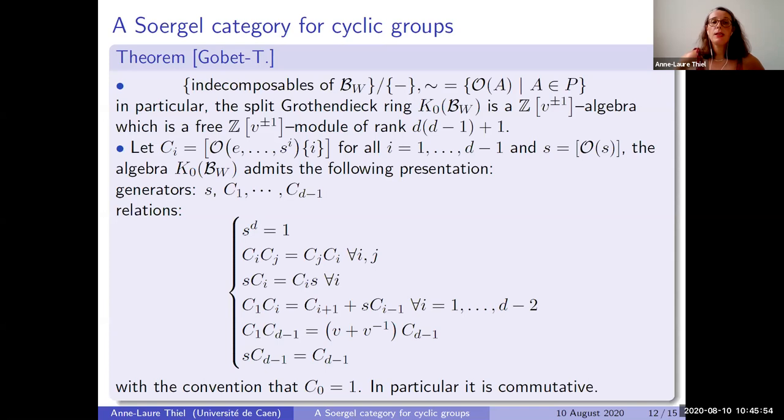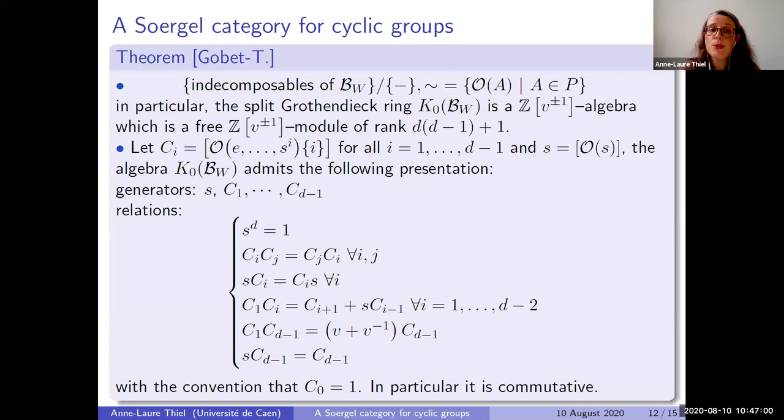And we can present this Grothendieck ring by generators and relations. For generators, we choose the isoclass of O of E_S E_S ... E_S, i times, shifted by i, and this for all i from 1 to d minus 1. And an extra generator, which, as an abuse of notation, we denote S, but it's really the isoclass of the twisted bimodule O of S. And we can present the Grothendieck ring with those generators, and they will satisfy a bunch of relations. So S to the d is 1. C_i and C_j commute for all i and j. And the C_i's commute with S.